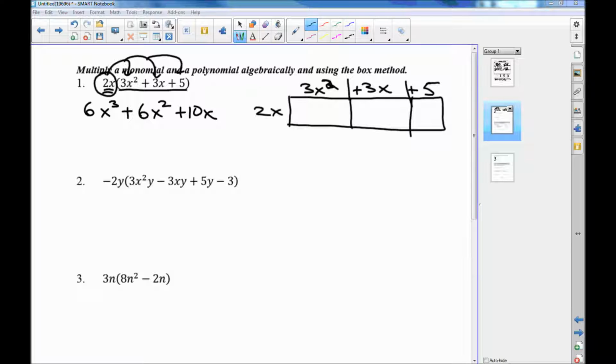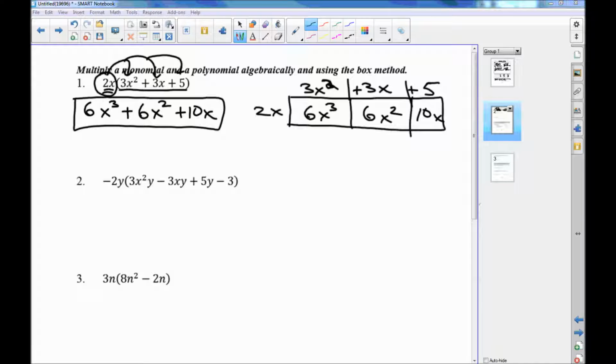So I take 2x times 3x squared. This gives me 6x cubed. 2x times 3x gives me 6x squared. And 2x times 5 makes 10x. And that's why when we rewrite it with the inside of the box, we get the same thing. 6x cubed plus 6x squared plus 10x.